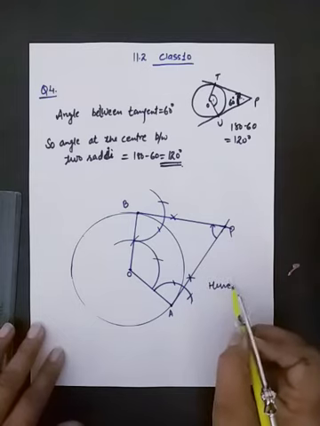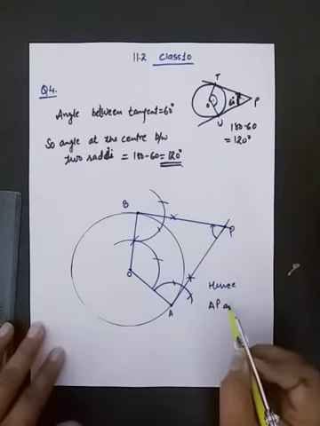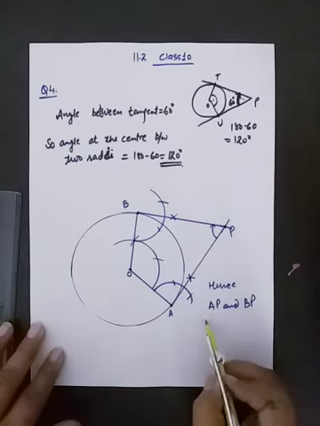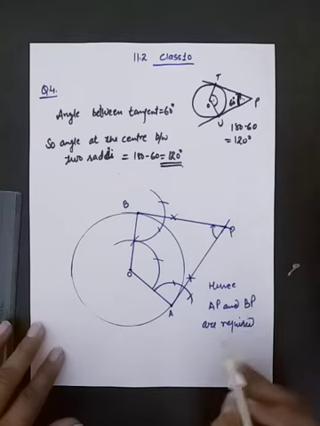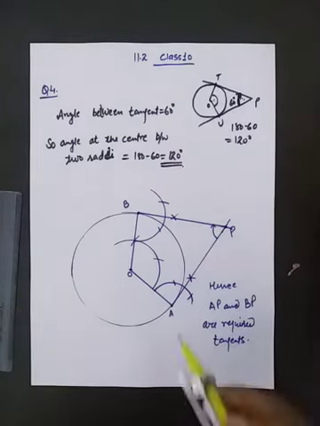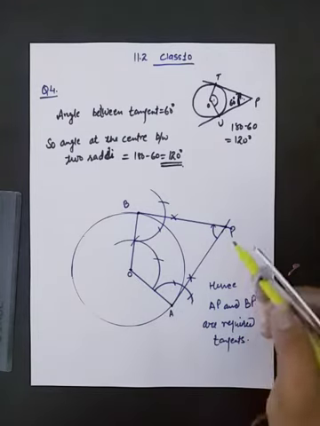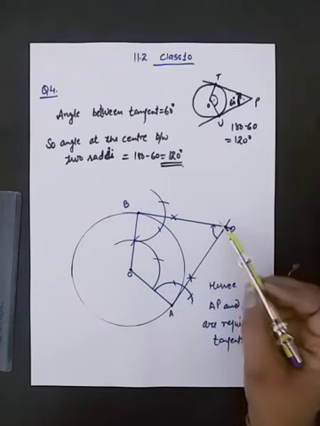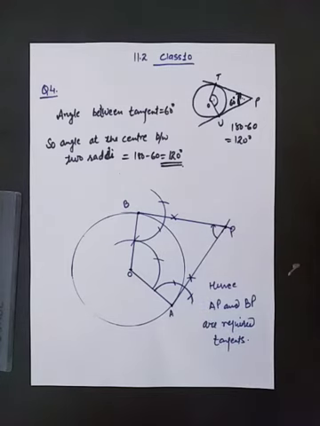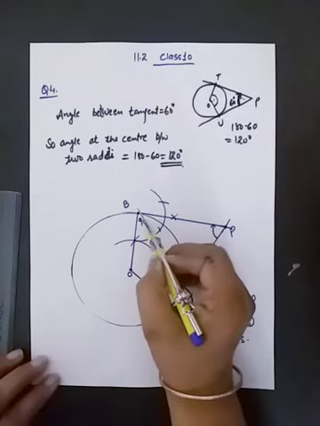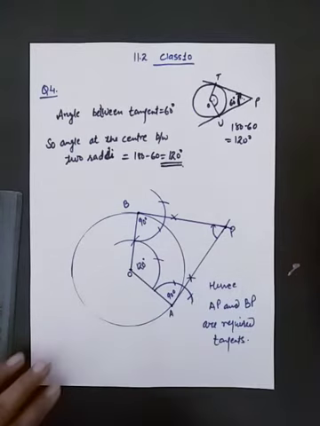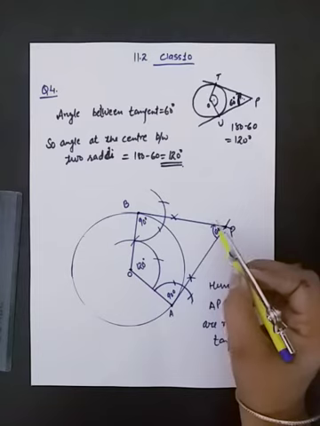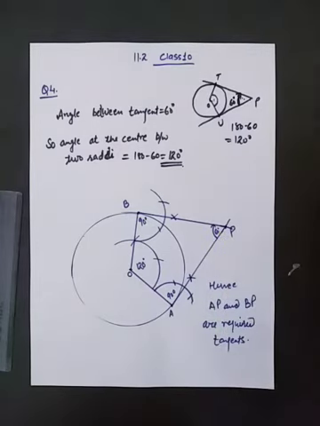Hence AP and BP are required tangents. The point where the two tangents intersect each other, you will mark that point as P. And these two angles are of 90 degree each, and the central angle was of 120 degree, and we get this angle as 60 degree automatically.